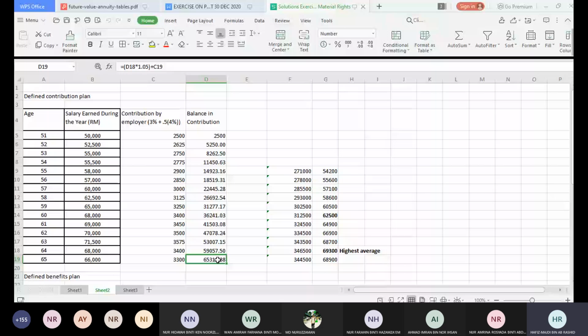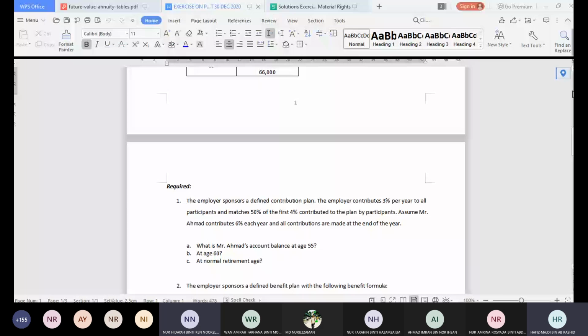So, is there any more questions? Sir, the 5% annual investment return, in the question do we have to calculate it, or is it given? It's actually given at the top of the question. Annual investment return 5%.